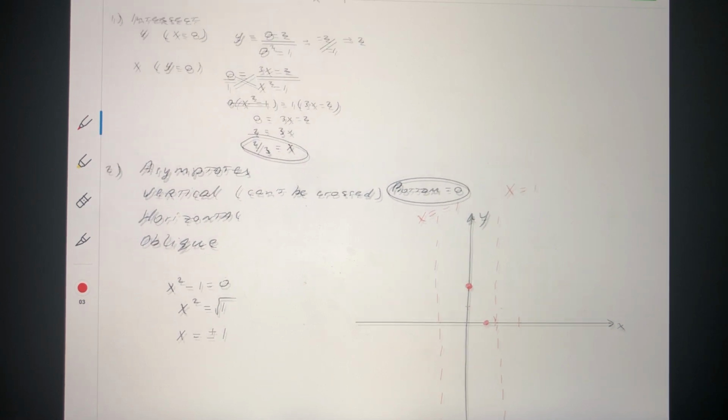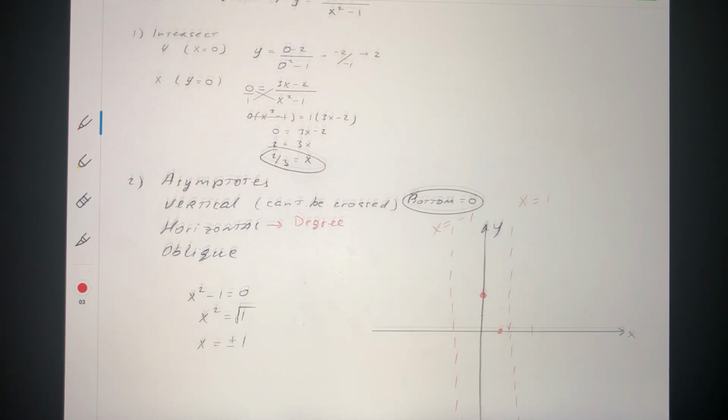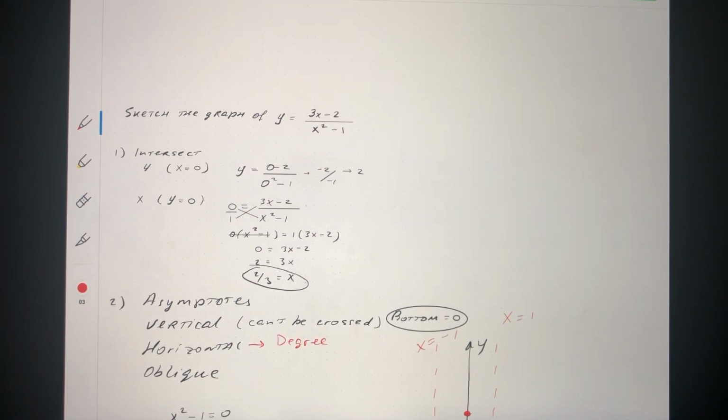Now, to look at the horizontal asymptote, we'll look at the degree on the top and the degree on the bottom. Degree means highest power. The highest power on the top is 3x to the 1. The highest power on the bottom is a square. So the top power is 1, the bottom power is 2, so the top degree is less than the bottom degree, which means y equals 0 is our horizontal asymptote.